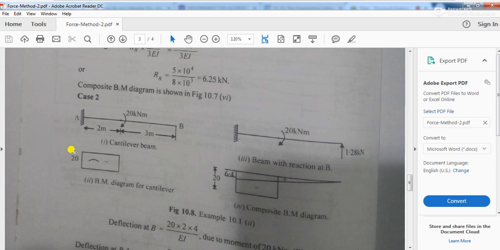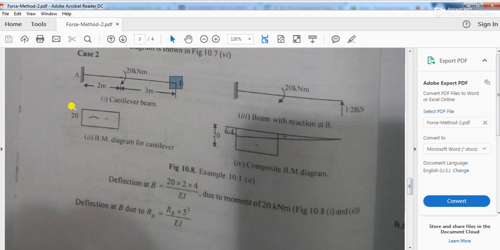Okay. Now once you have found the bending moment diagram for this primary structure, what will you have to do? You'll have to find the deflection at point B. So how do you find it? From the bending moment diagram, you first find the M by EI diagram. This is your moment, this is your 20 kilonewton meter moment. So 20 kilonewton meter divided by EI, if you do, you will get the M by EI diagram of the bending moment.